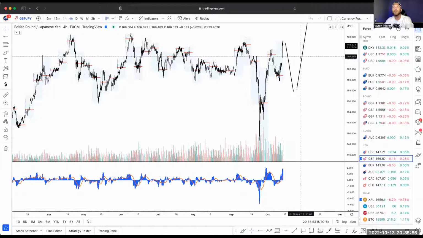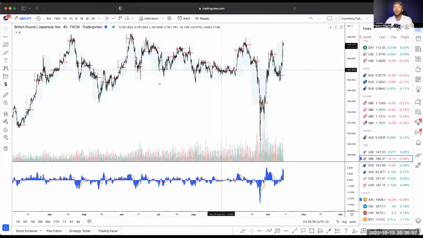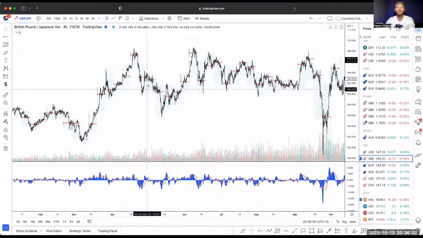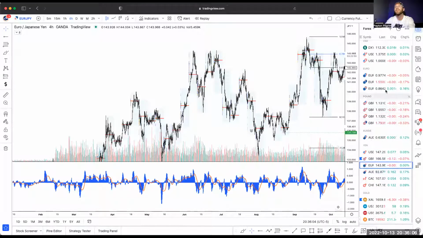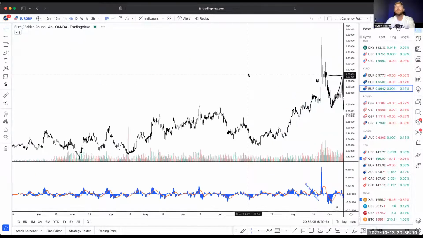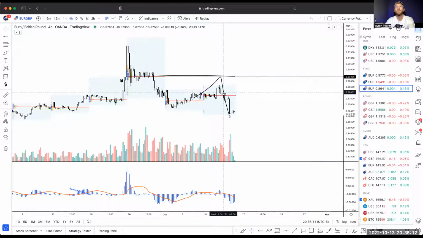Kind of like GJ used to be that pair whenever I first started trading, guys. I don't think it's going to be that pair anymore. I really don't. Might as well just take it off your watch list. I'm kidding, like that. EG used to be a good pair to trade too. It's just not that pair anymore.